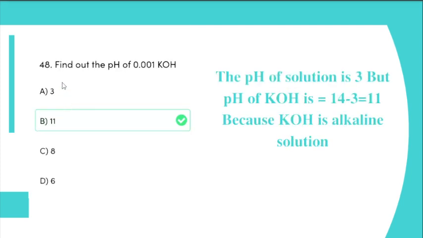Next question. Find out the pH of 0.001 M KOH. So the pOH of the solution is 3, but the pH of KOH is 14 minus 3, which is equal to 11, because KOH is an alkaline solution.